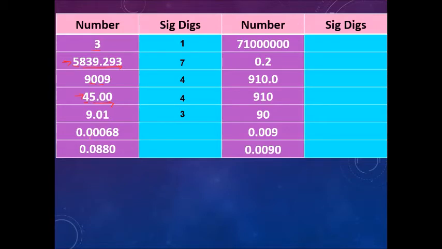How about this 0.00068? Good. 2. Once again, draw it through. There you go. And 0.0880. 3. These are placeholders. They don't count. Very good. Over here, this, how much is that? 71 million.